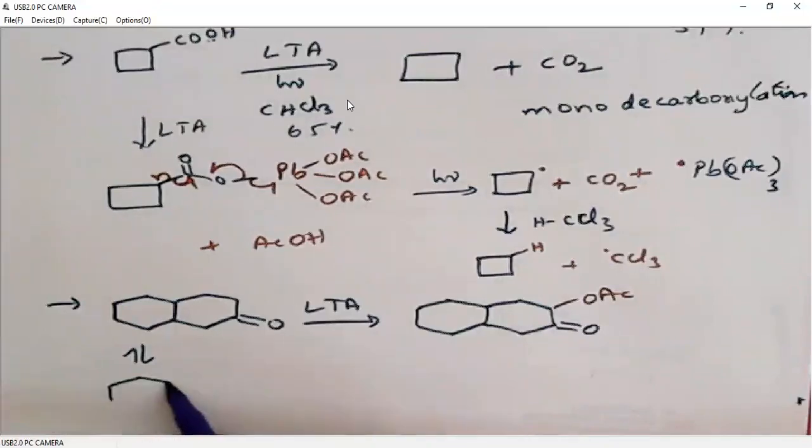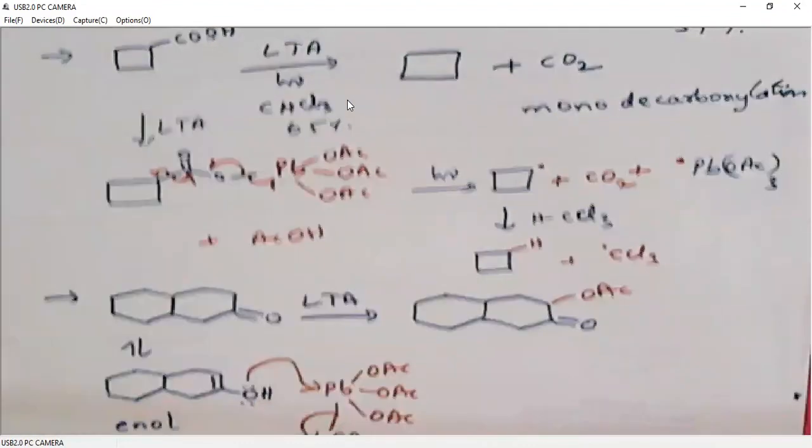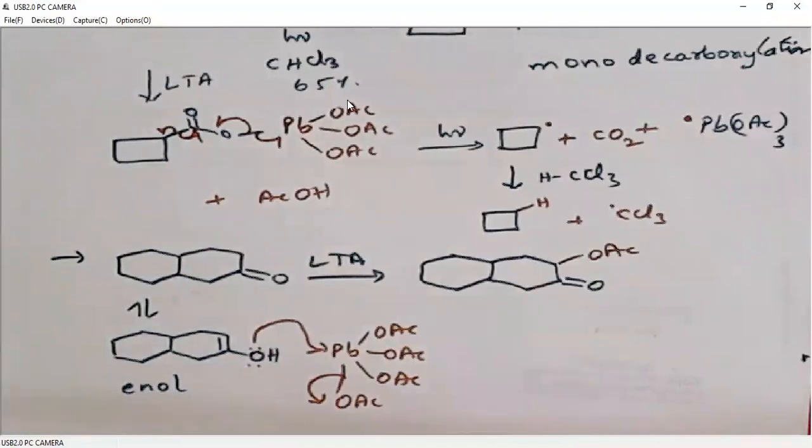First it will undergo tautomerization, or we can use the enol form of the carbonyl. Then this enol oxygen, being a nucleophile, will attack lead tetraacetate. One of the OAc will be leaving, right? So we can also remove this proton. I am writing OAc; I will use it in the next step.